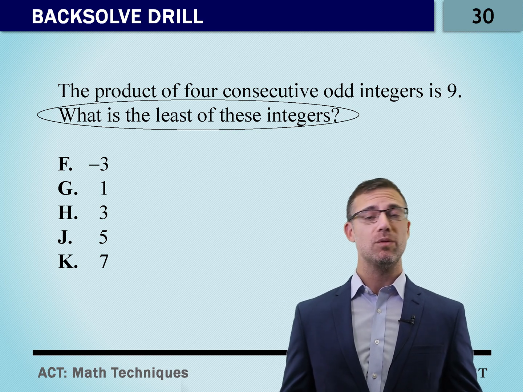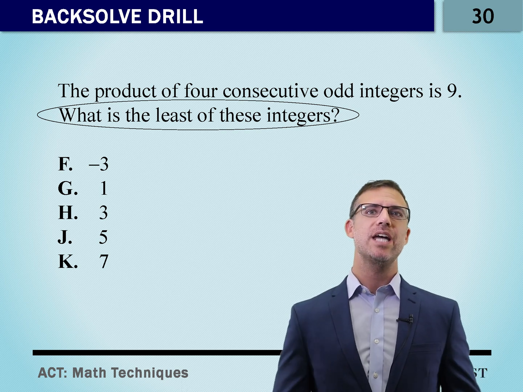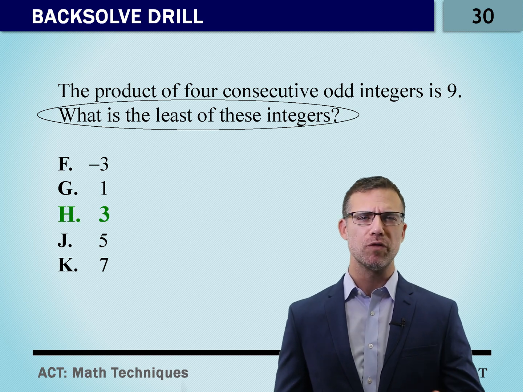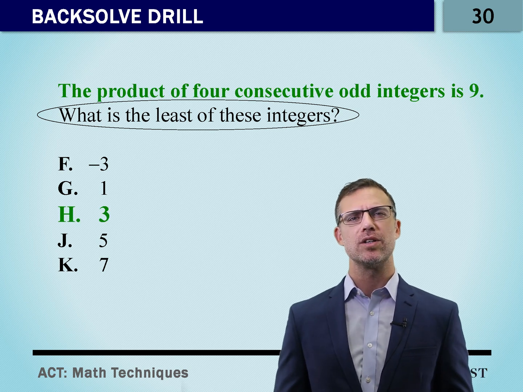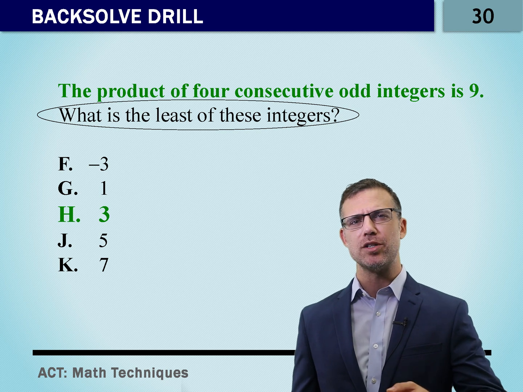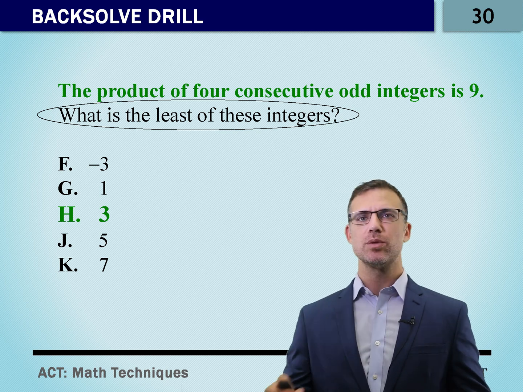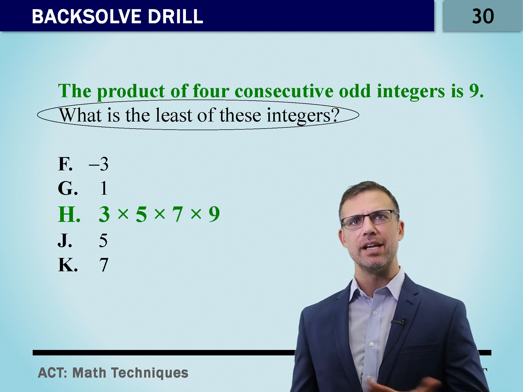Of course, where do we start? We know this by now. We start in the middle. Let's test 3. If 3 is the first of 4 consecutive odd integers, what would be the next biggest odd integer? Well, if I've got a 3, the next one's a 5, and then a 7, and then a 9.